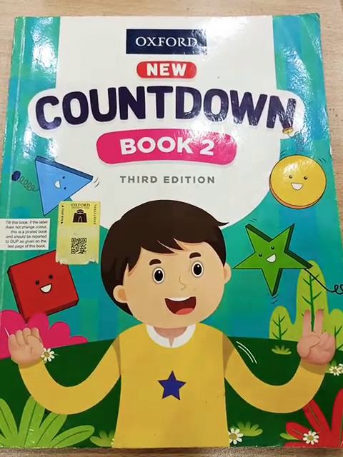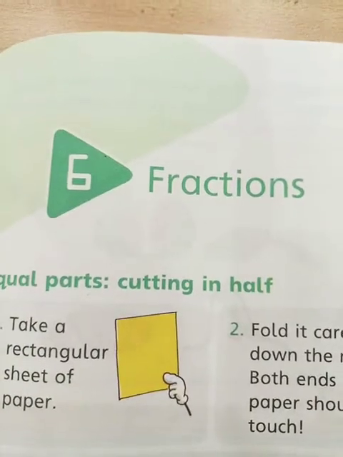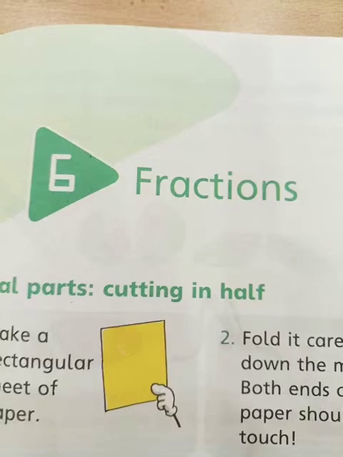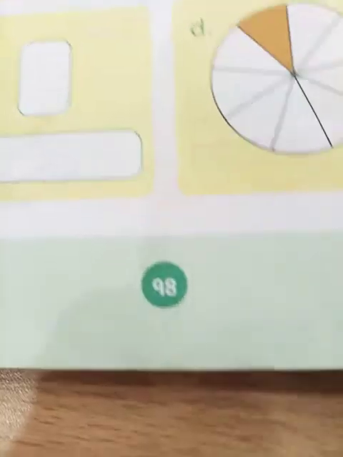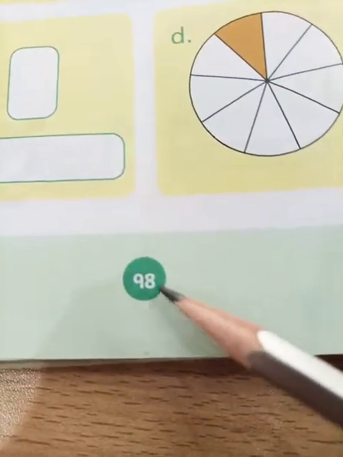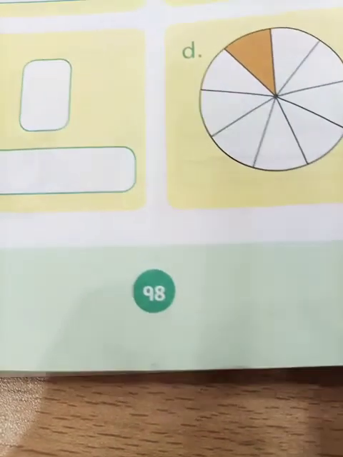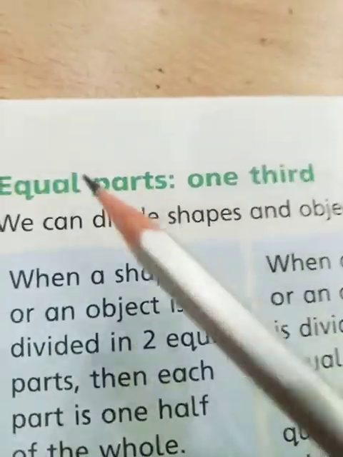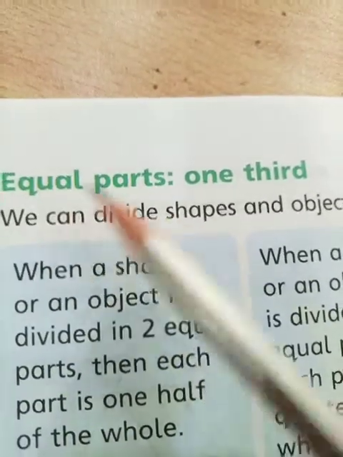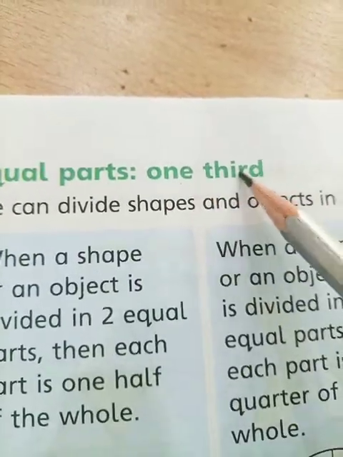Open your countdown. Dear students, we were doing chapter number 6, that is fractions. Today we are going to solve page number 98. Now students, open page number 98. Today's topic is equal parts or one third.